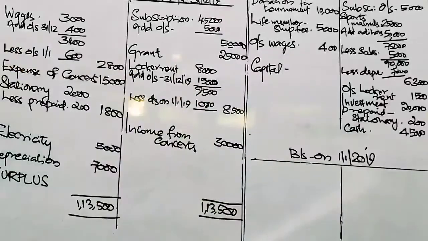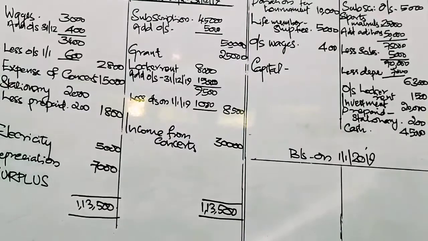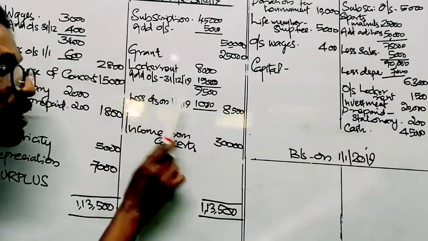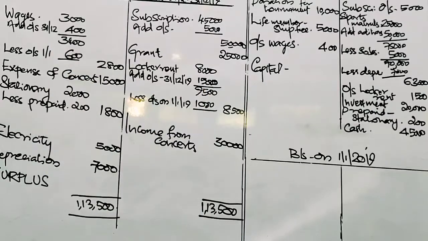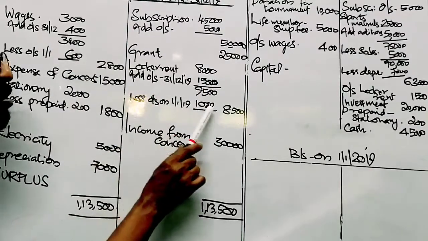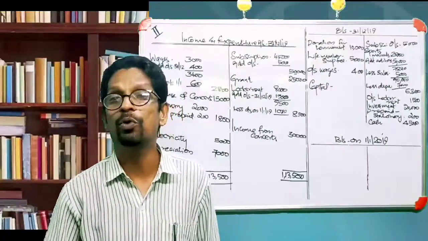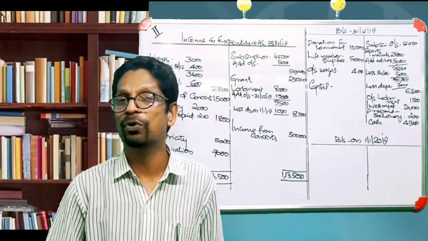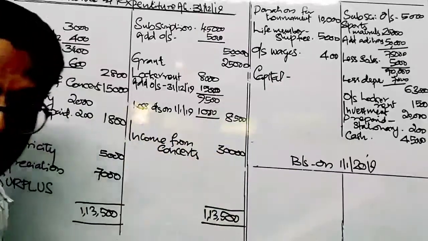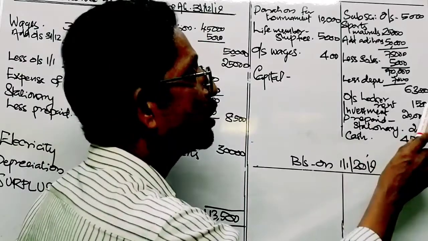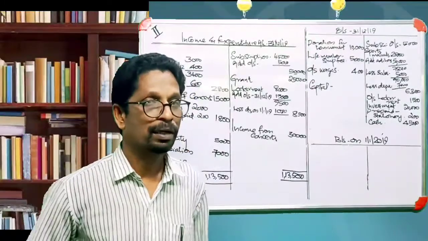Now, what's the treatment? Total locker rent rupees how much? 8,000. Again, how much is the outstanding as on the end? 1,500. How much is the outstanding as on the beginning? 1,000. Therefore, 1,500 will be added to 8,000, and then we deduct 1,000. That means 8,500 is the net amount of locker rent income for the current year. And remember, this 1,500 is an asset. Therefore, it should also be posted into the balance sheet.